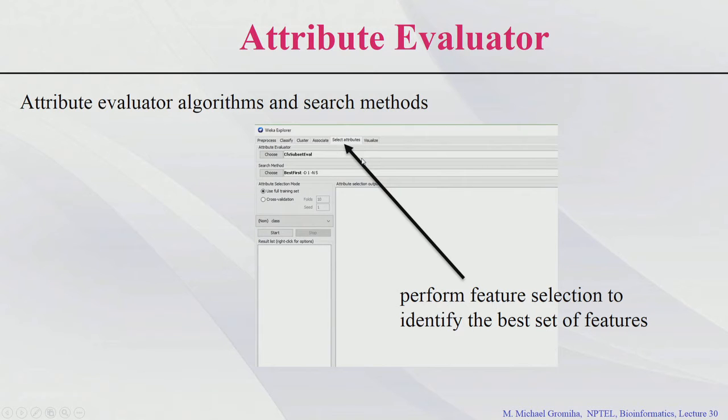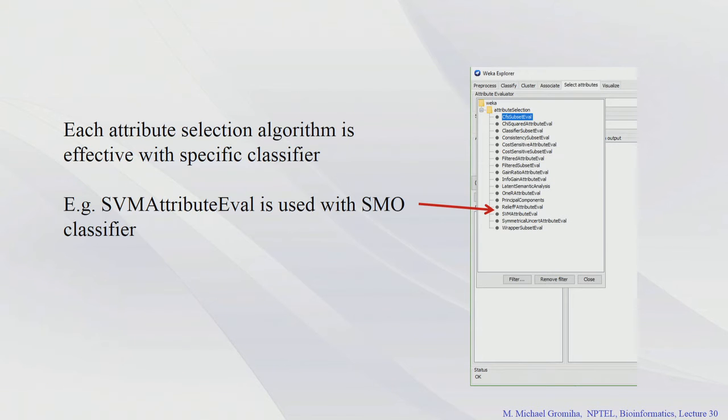So, in WEKA we also have the attribute evaluator. We can do that manually, or you can use WEKA's attribute selection. This performs feature selection to identify the best set of features. If you do this, it will give you an option, okay, these are the probable features which can give the best performance. In this case, each attribute selection algorithm is effective with a specific classifier. So, for each classifier they use different algorithms to optimize these features.